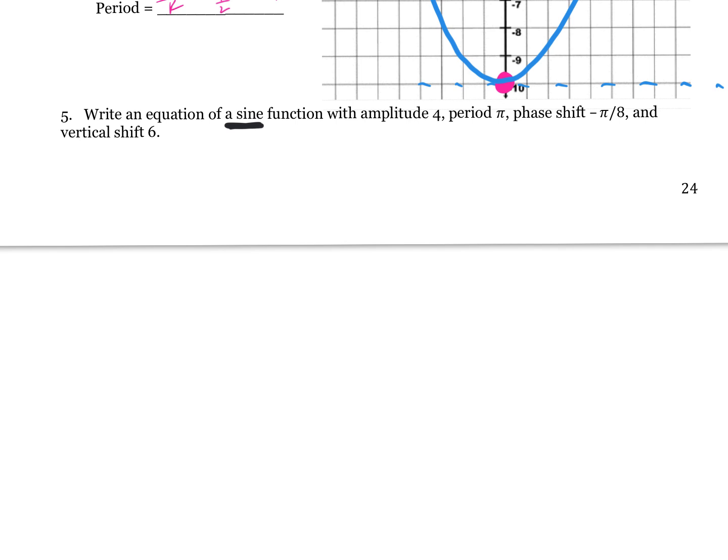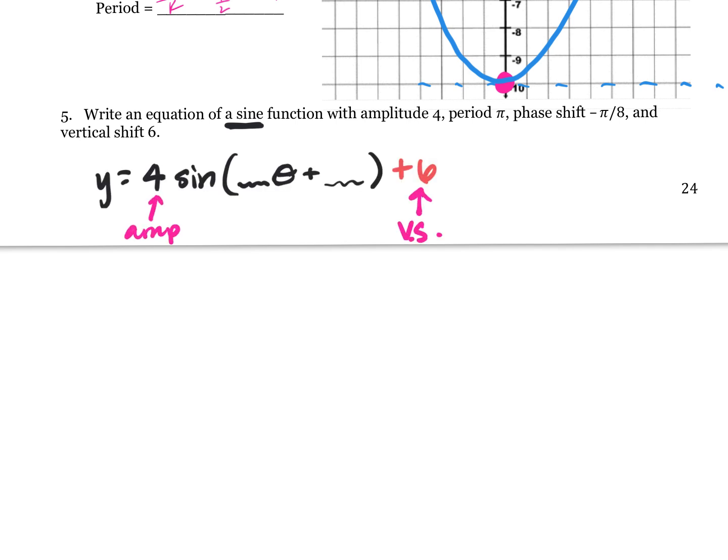And it might help you. You might be like, okay, that was my amplitude. That was my vertical shift, VS. Let's go find k and c at this point. How am I going to find k and c? Well, doesn't phase shift need both c and k? I don't know either of those variables. So let's start with period, you guys. I know period is 2 pi over k. What is the period in this case? Pi. So I'm just going to say pi equals 2 pi over k.